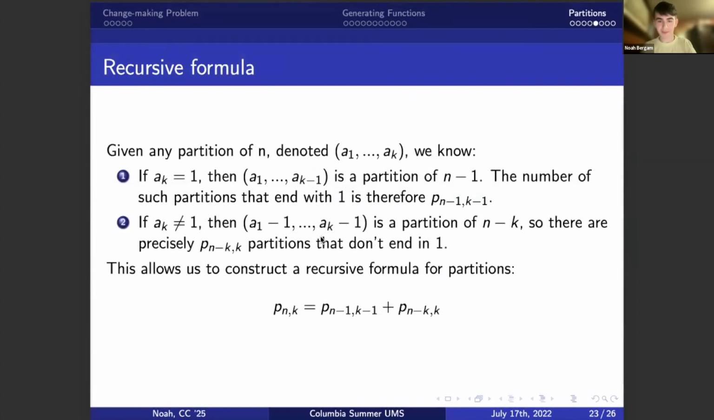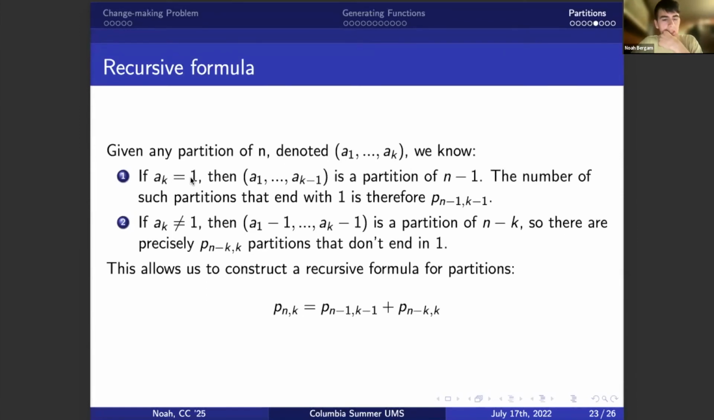We're going to walk through this kind of slowly because it might be hard to grasp at first. If you're given any partition of n and it's some k partition, right? So it's a1 through ak. For instance, if I had 3, I can have 2, 1, right? A very simple partition.